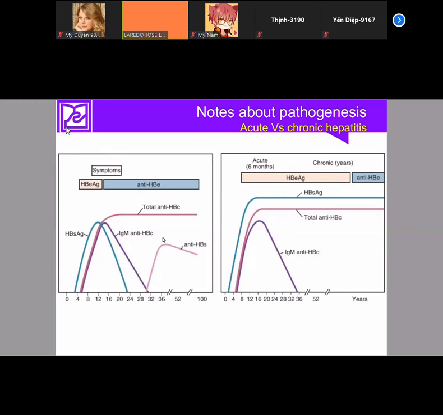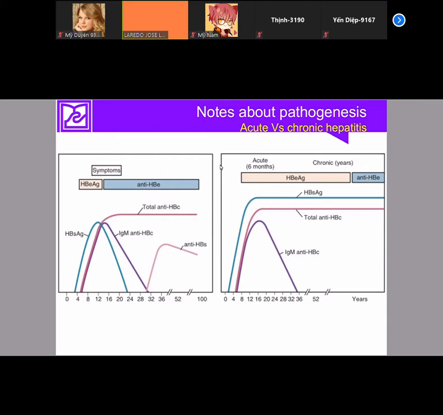We can observe two different profiles. On the left side, we have a patient who suffered acute hepatitis B and recovered completely. On the right side, we have the opposite. We have a patient who suffered acute hepatitis B but couldn't recover, and he became chronic. So on the left side, recovered patient, on the right side, chronic patient.